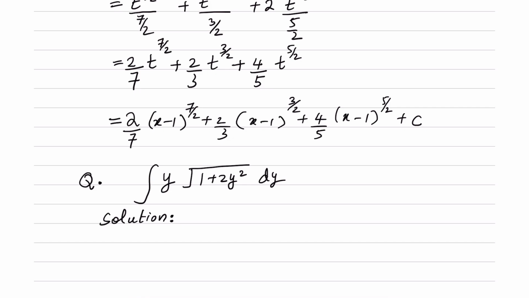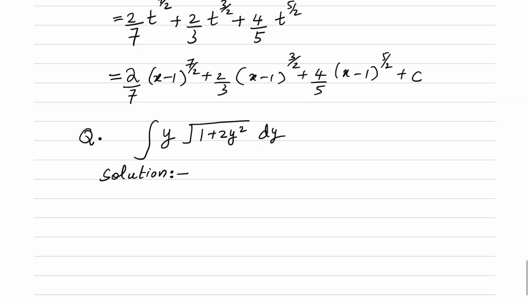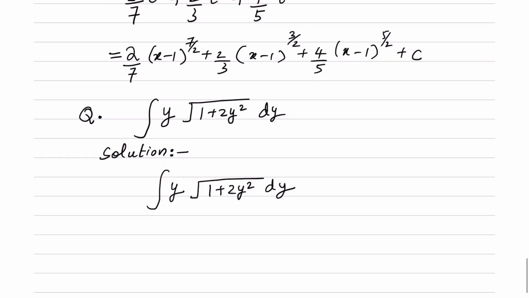Let's look at this problem. Here the integral has two terms. One is y, another is square root of 1 plus 2y squared. From among these two terms, the complex term is the square root one. The rule for the substitution says, from the complex part, think of its tiny part such that the derivative of that tiny part is written inside this integral.